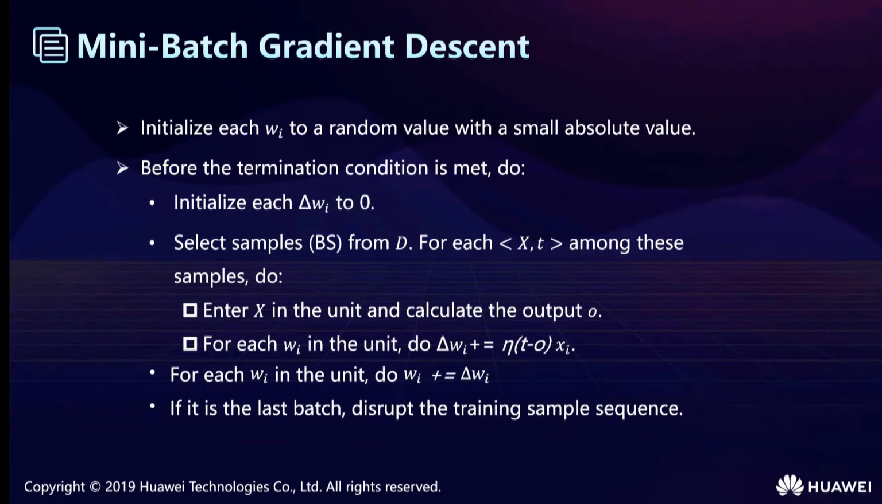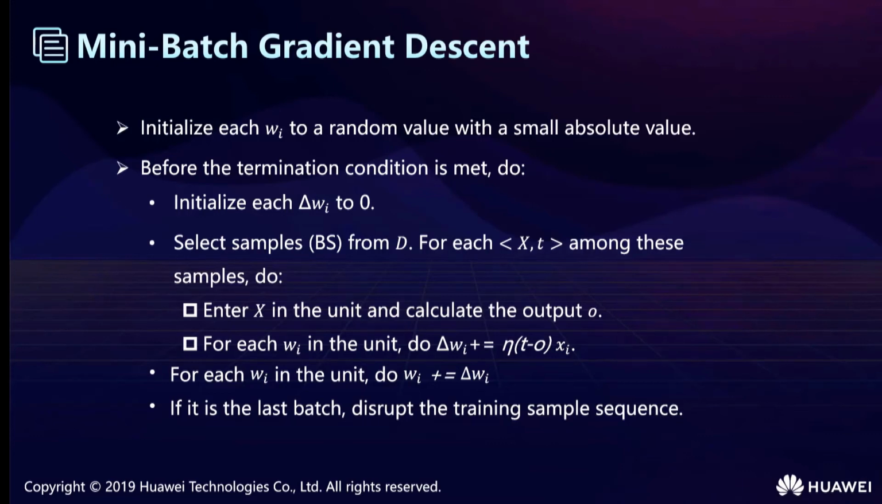To address the defects of the previous two gradient descent algorithms, another algorithm, mini-batch gradient descent, has been proposed. It is the most widely used one, and the idea is to use a fixed number of samples as the batch size to calculate the delta Wi and update the weights. The procedure is like this.